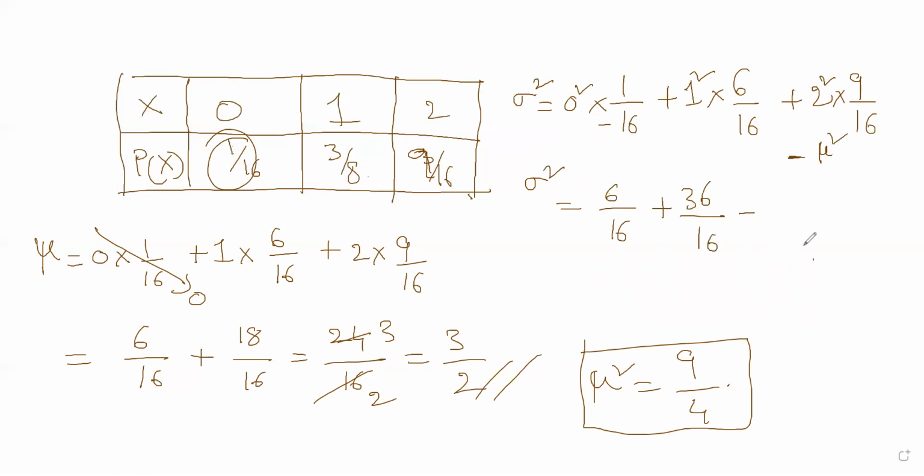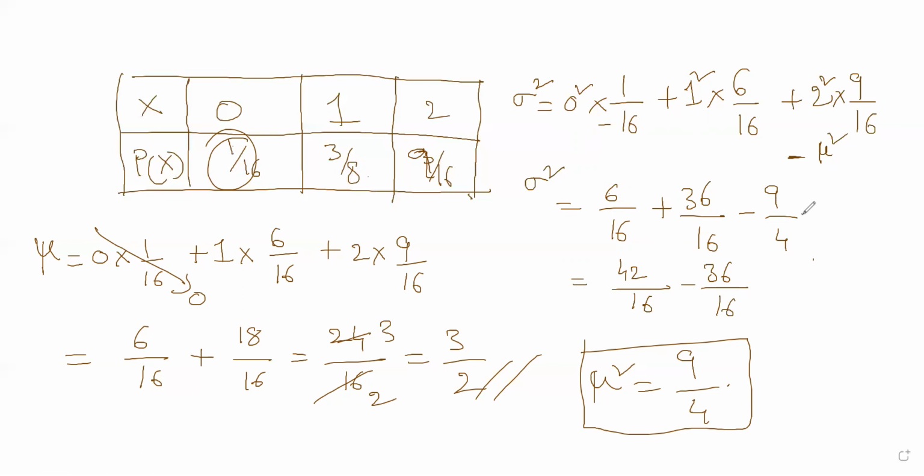36 minus 9 by 4, right? 9 by 4, yeah. 36 plus 6 is 42. So 42 by 16 minus 9 by 4. We can write this as 36 by 16.